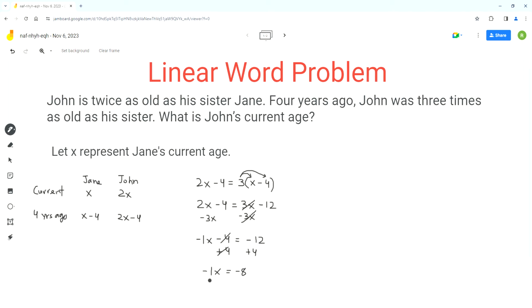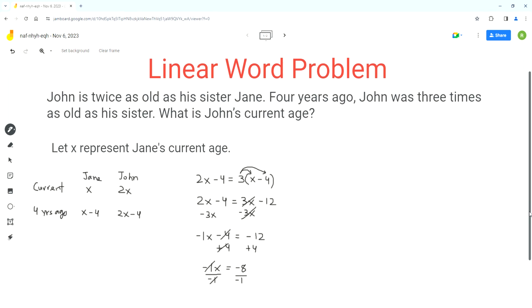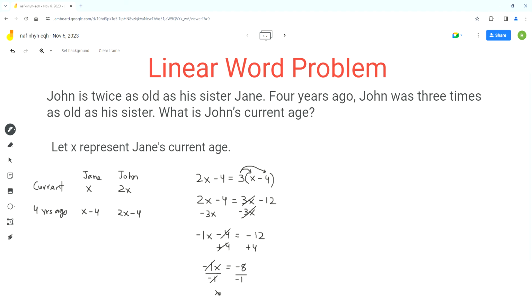Now we have to find the value of x. So we divide both sides by negative 1 to make the x positive. So the negative 1 goes away and we are left with x equals 8. So that is Jane's current age. But in the problem, we have to find John's current age, and as per the chart, John's current age is 2x. So we have to find what 2x is. So we multiply 8 by 2, which is equal to 16. So this should be the final answer for this problem.